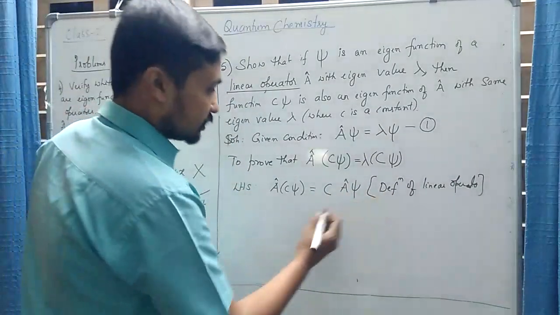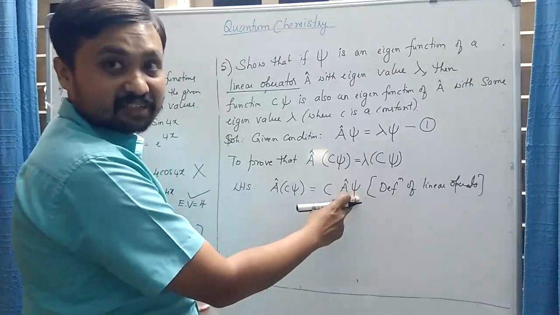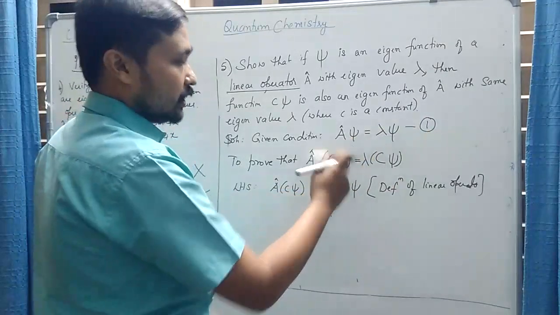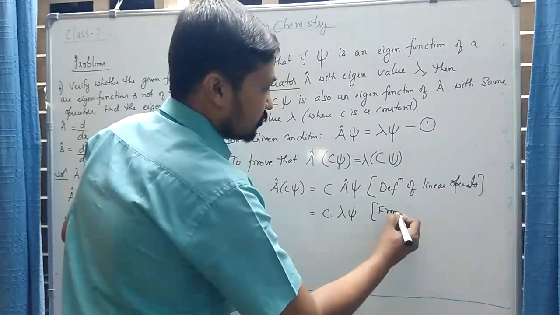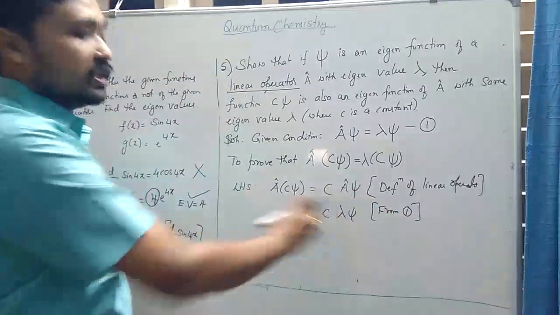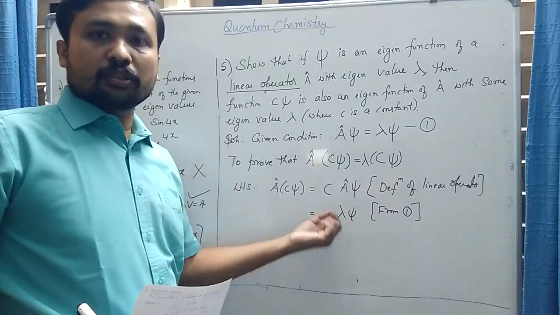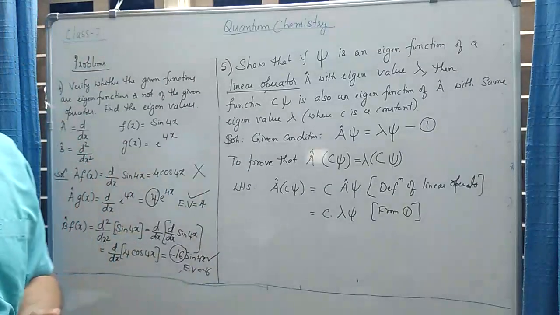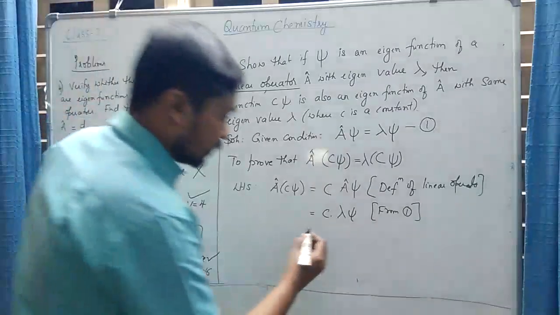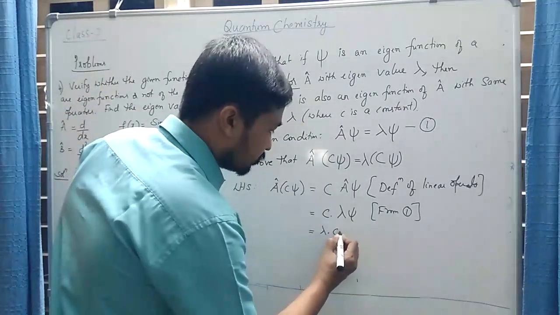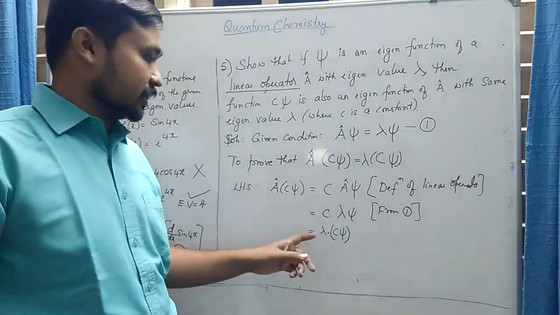So let us work this out. This is c into A of psi. Since psi is an eigenfunction of operator A, according to equation 1, A of psi is lambda into psi. Now c is a number, and the eigenvalue is also a number, so you can interchange them because multiplication of numbers is commutative. c into lambda or lambda into c, both are one and the same. So I will write it as lambda into c into psi.